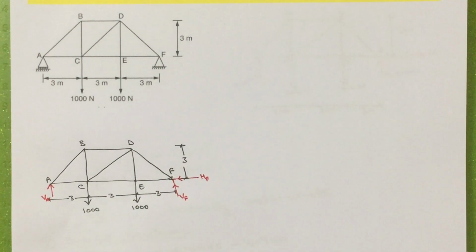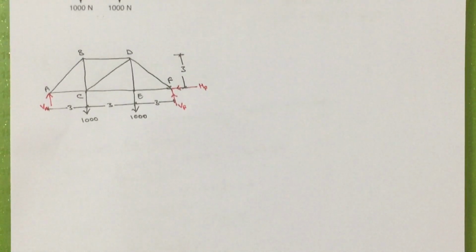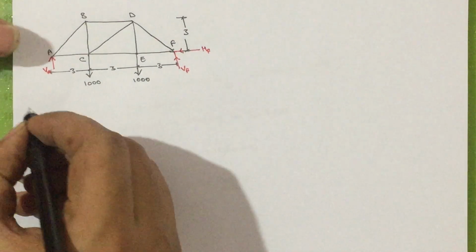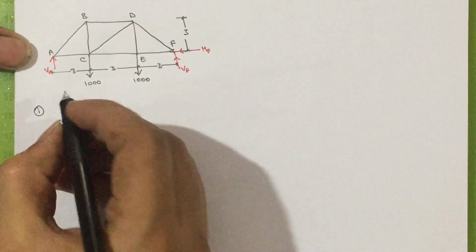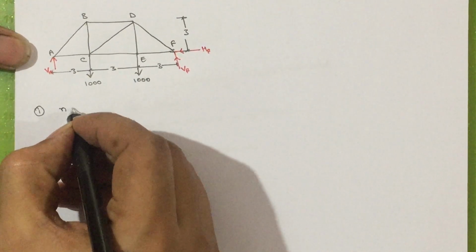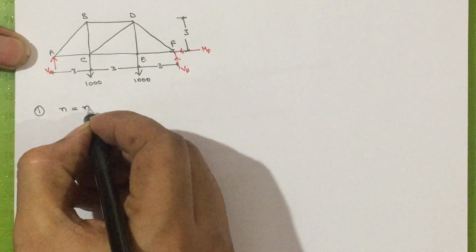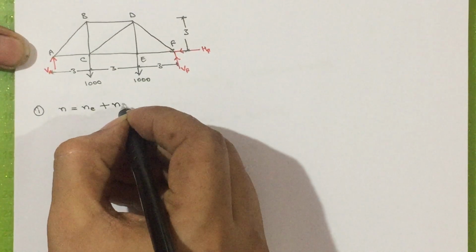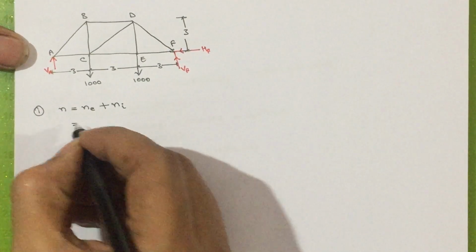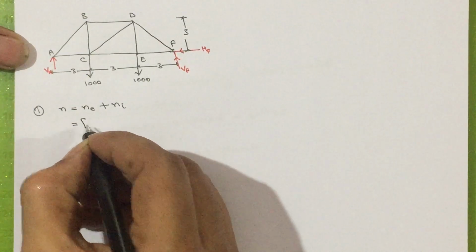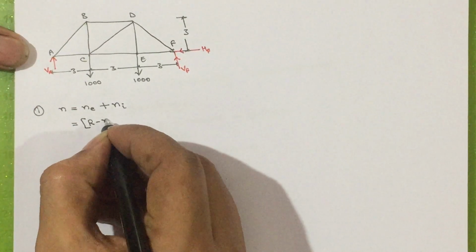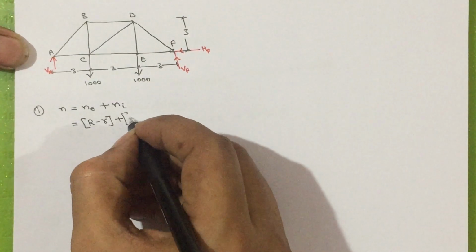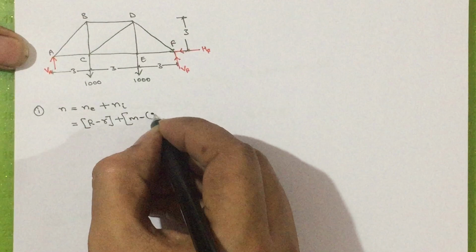So, our first step is to find out whether the given truss is statically determinate or not. For that, we have the formula. Static determinacy is given by external determinacy plus internal determinacy, and it is further given as Ne equals capital R minus small r, plus Ni equals m minus of 2j minus 3.